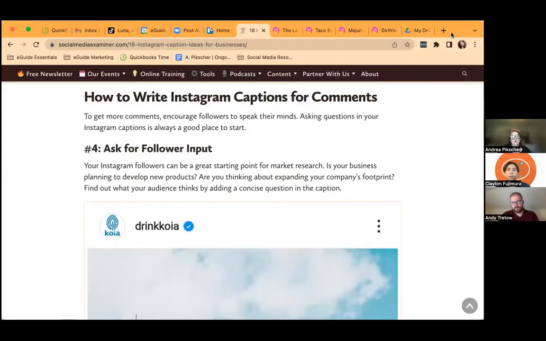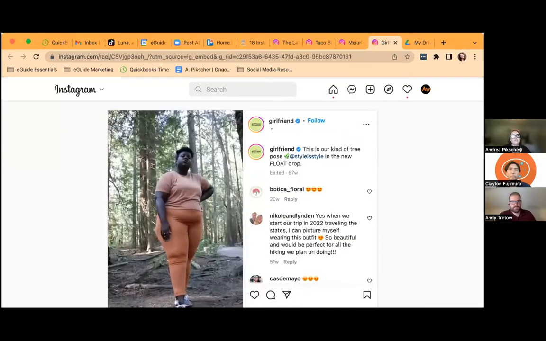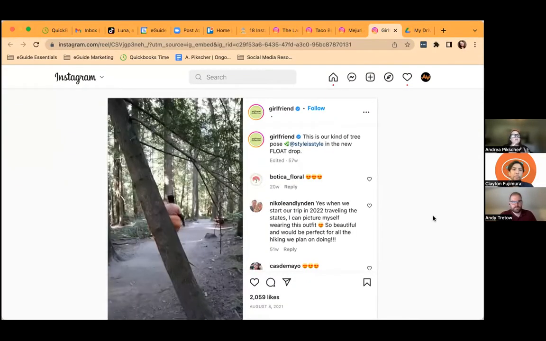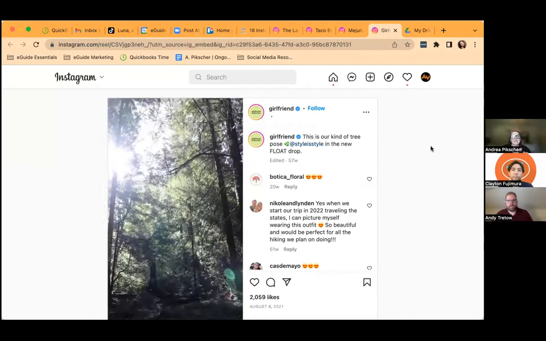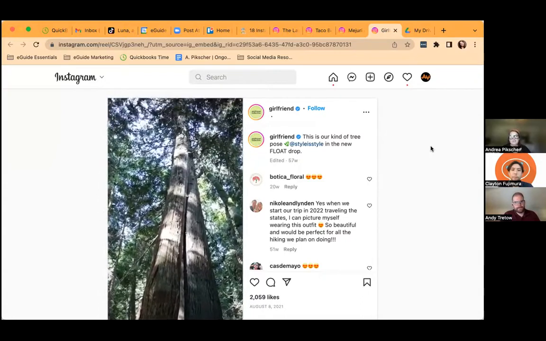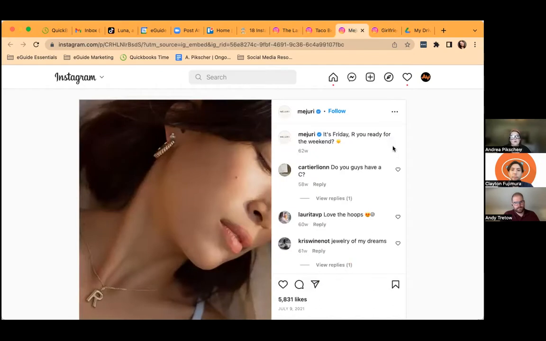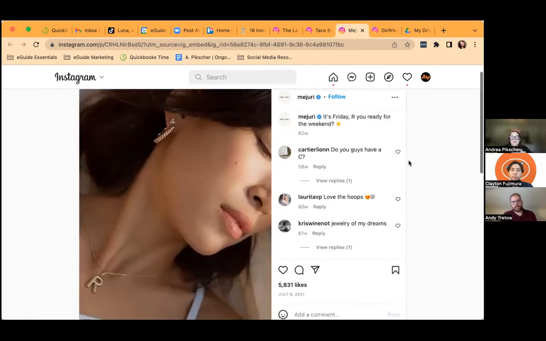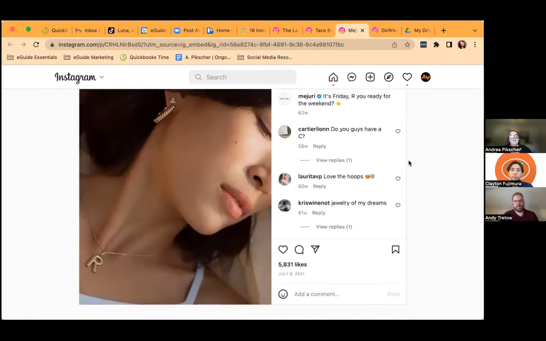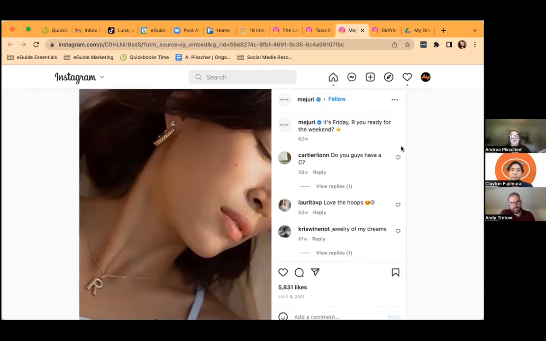Sure. So I have pulled up a few different examples. So we talked about succinct, and something that's hard is there are posts like this that it's one sentence. This is our kind of tree pose, and she's just leaning against a tree. Then there's this jewelry store. They do great social media. They're advertising that they have initial necklaces, but all they wrote is, "It's Friday. Are you ready for the weekend?"